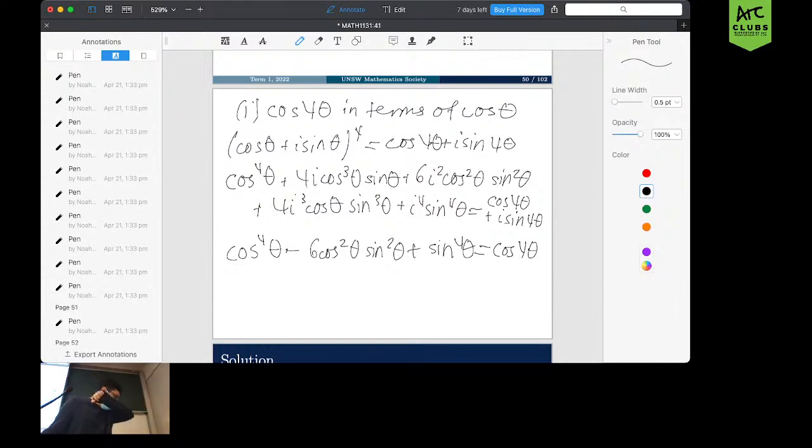Sorry, I'll just write it in brackets: equating the real parts.